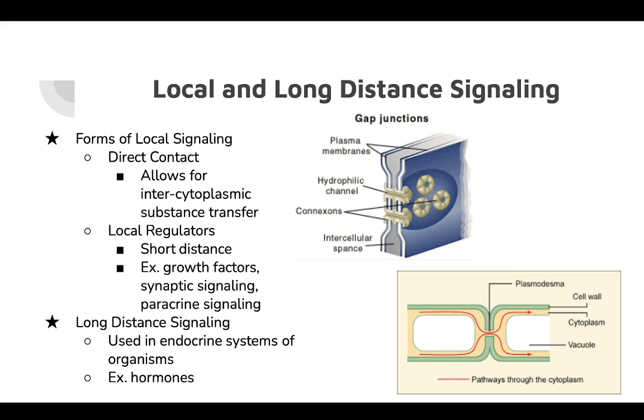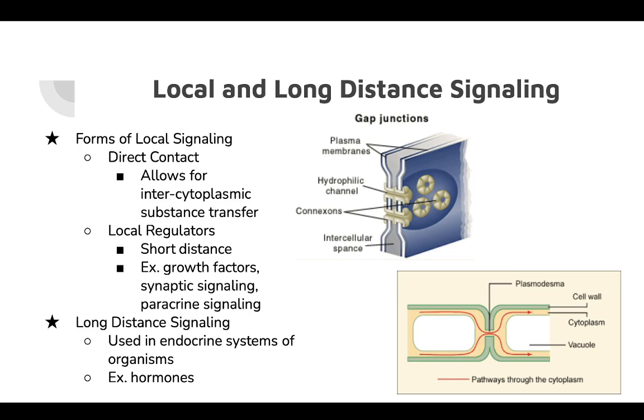So there are two main types of cell signaling, which are local and long-distance signaling. Forms of local signaling include direct contact and local regulators, and they usually work in tandem. For animal cells, direct contact local signaling would be through gap junctions, where signaling molecules and ligands can move between the cytoplasm easily. And for plant cells, it would be through plasmodesmata, which is the same concept. There is intercytoplasmic substance transfer in both.